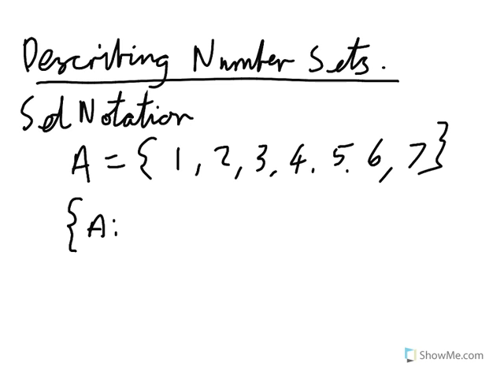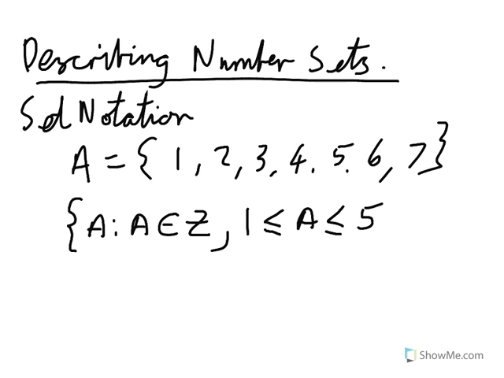And what is the set of A? Well, it's a set of A such that A, what sort of numbers are they? Well, these particular numbers here are whole numbers. So A is an element of the whole numbers, so Z, our integers, but there's more information as well. It's not all the integers, it's only some integers, and those integers are between 1 and 5. And then we'll close our bracket off.